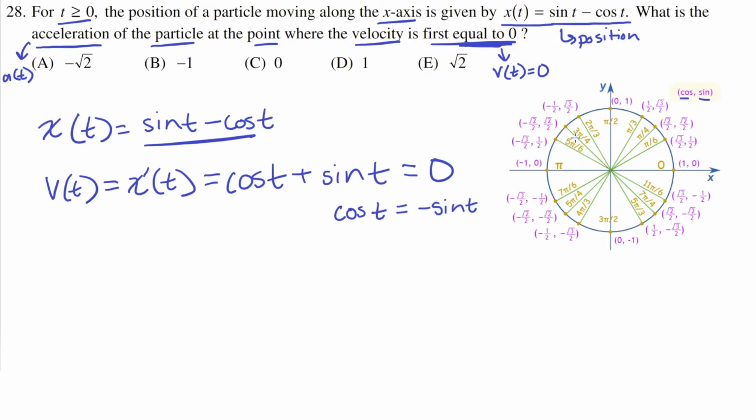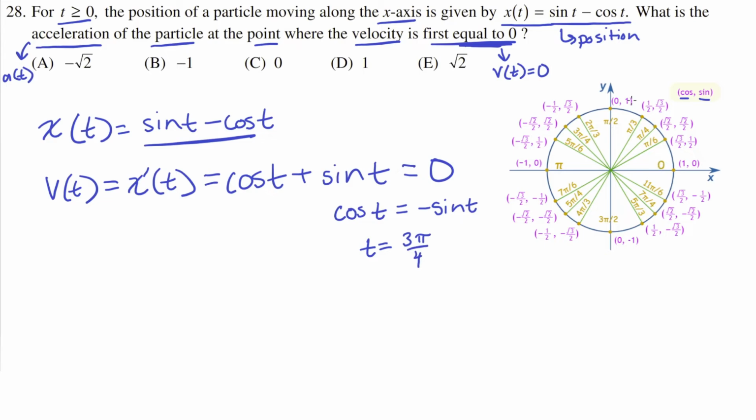Because when the angle is 3 pi by 4, the argument, or t, in the cosine and the sine is 3 pi by 4. Cosine is negative root 2 over 2, and sine is root 2 over 2. So that means they're the same values, but opposite signs. So when cosine t is negative root 2 over 2, sine t is root 2 over 2, and the negative makes them equal. So this means our t value is 3 pi by 4.